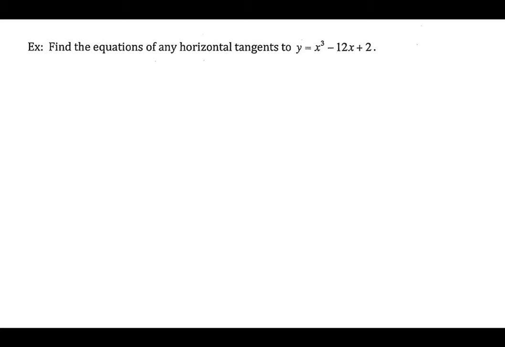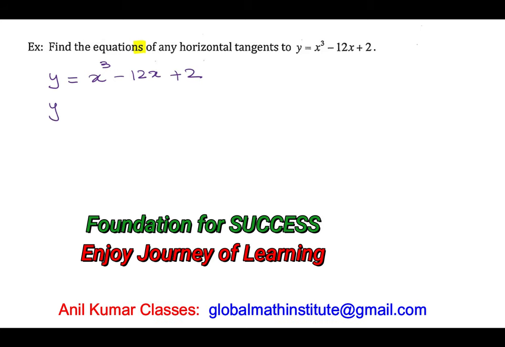The question here is, find the equations of any horizontal tangent to the curve, right? Similar to the last one, but this time instead of just finding a point, we need to find the equations, right? So there could be more than one. So remember that part. Let's rewrite the equation and solve. So we have y equals x cubed minus 12x plus 2. So derivative y prime is 3x squared minus 12.